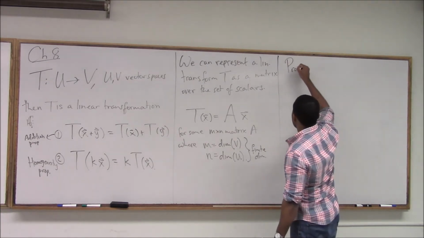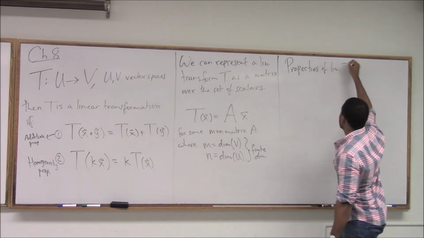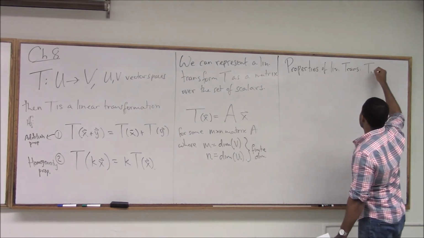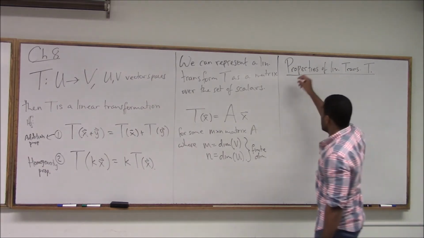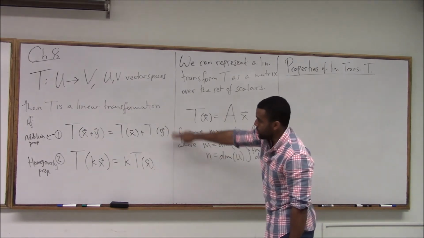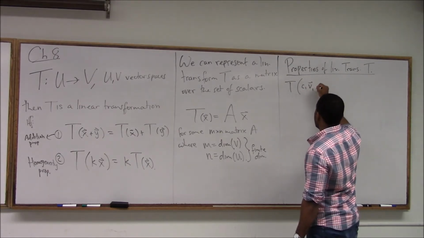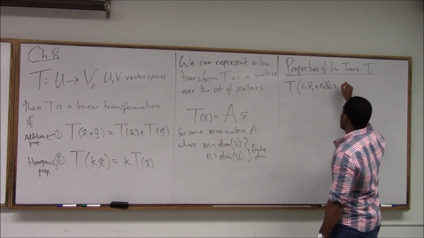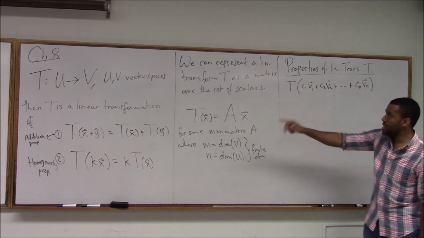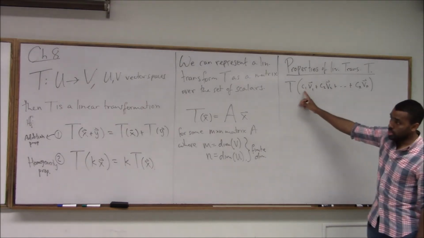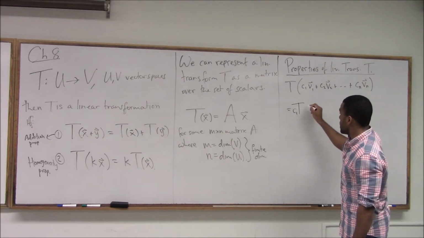So here are some more properties. You can extend these properties. If you have c1 times v1 plus c2 times v2 plus up to cn times vn, you can show by induction that because of the addition property, we can break them up, and because of the homogeneity property, we can factor the scalars out. So we can also think of this as that.